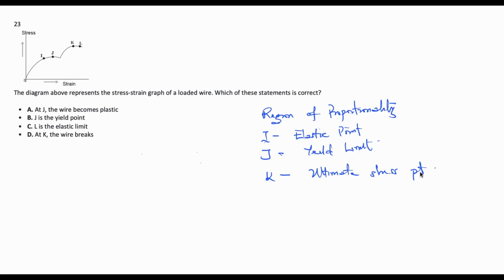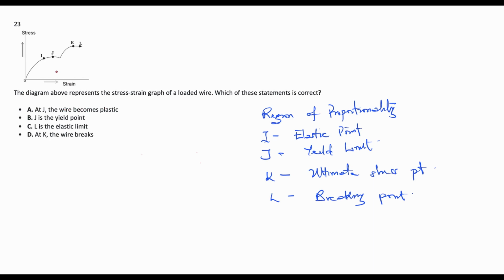Now, K is what we call the ultimate stress point. The ultimate stress point is simply the maximum strength that the material has to bear before breaking. And L is what we call the breaking point. This is the point where the material just shatters and breaks as we continue to load it. So let's look at our options and see which one of them is true.